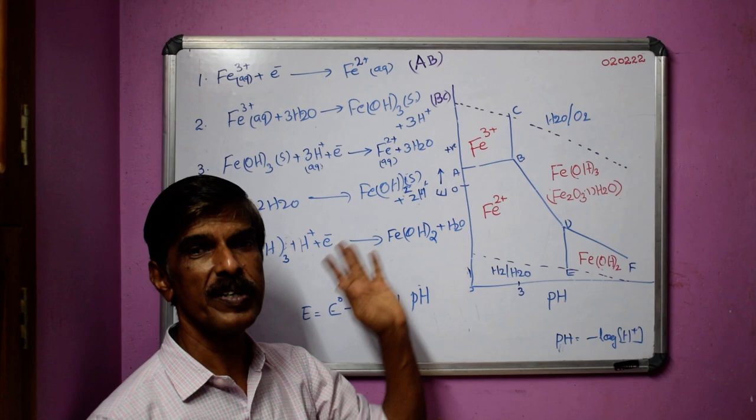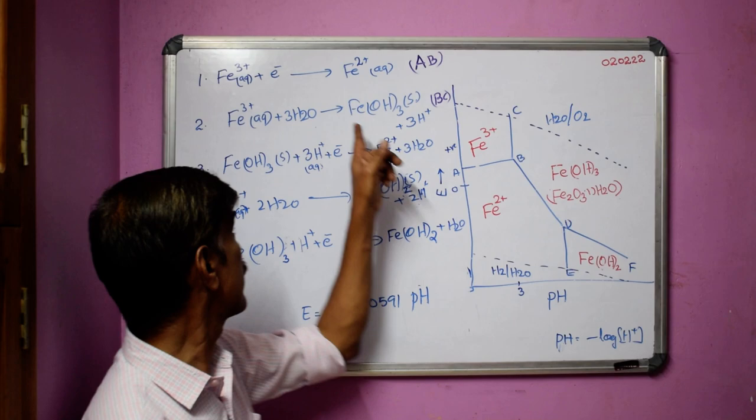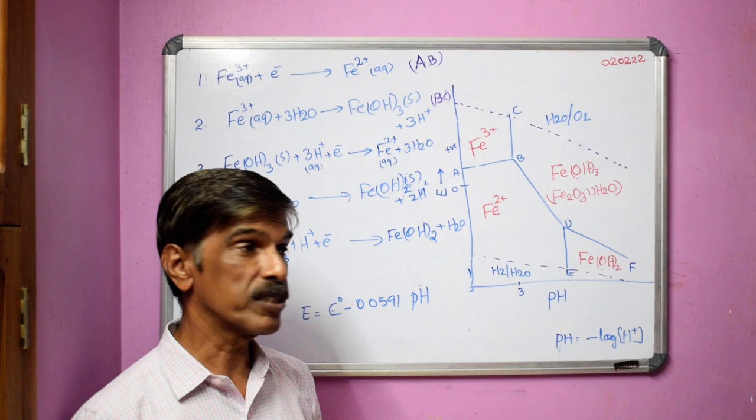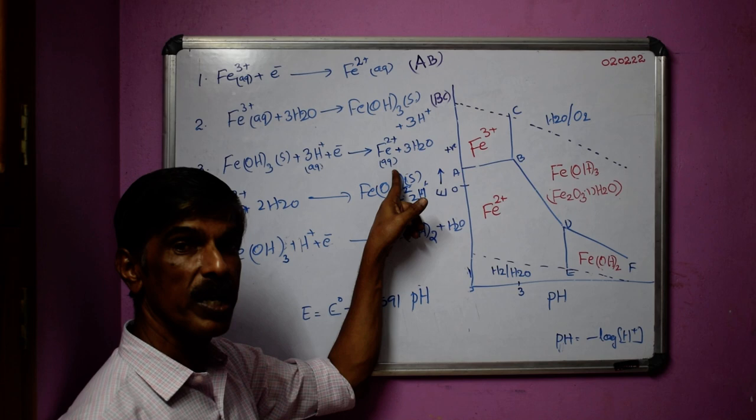For these variables, the species and equations are similar. The pH itself and the potential vary in the reaction. Fe(OH)3 is converted into Fe2+, and here Fe(OH)3 is converted into Fe(OH)2.